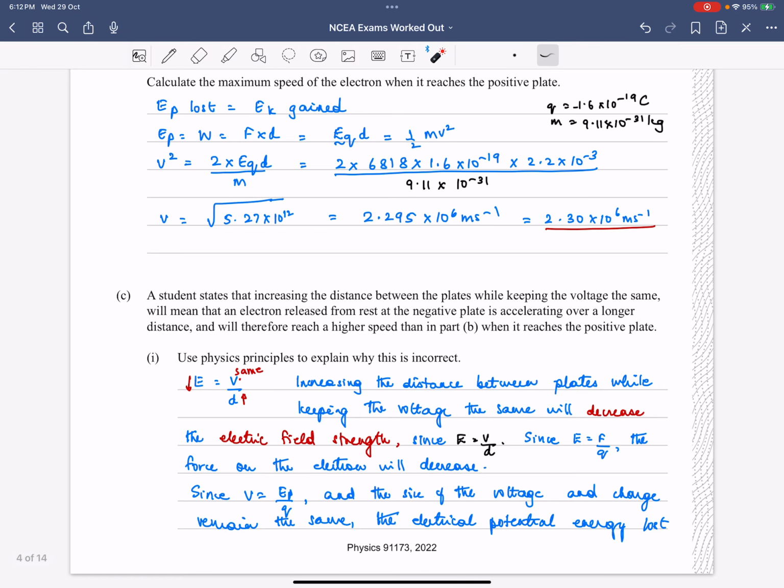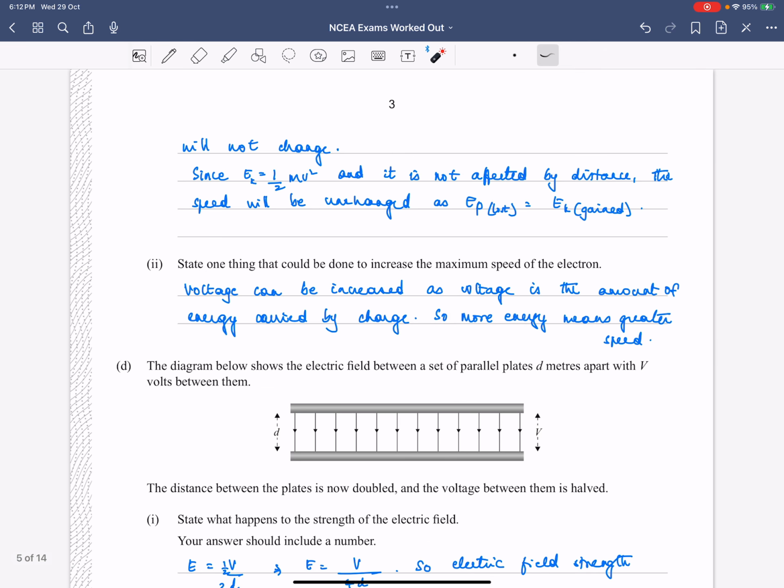Now voltage is the energy carried by charge, and the size of the voltage is the same, and the size of the charge is the same. So these two are the same, so that cannot change. So the electrical potential energy lost will not change.